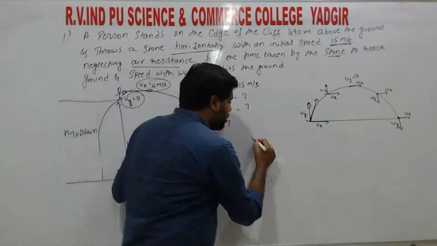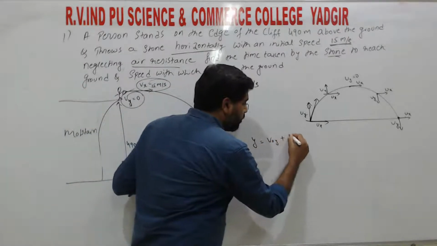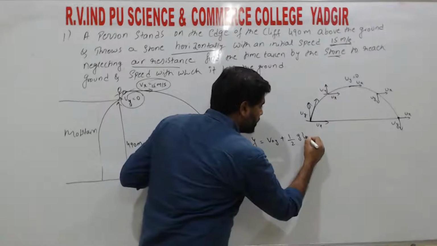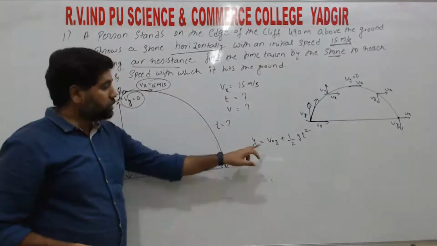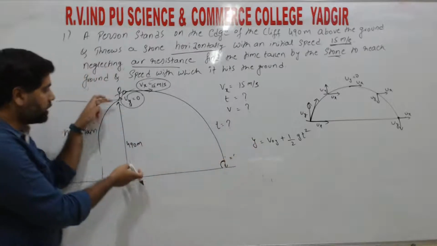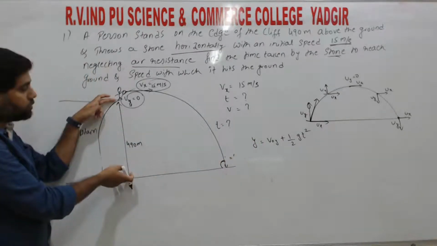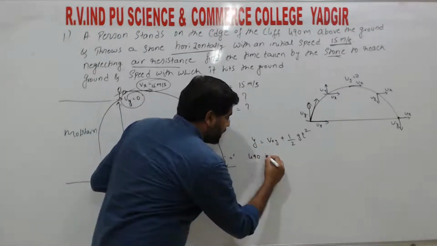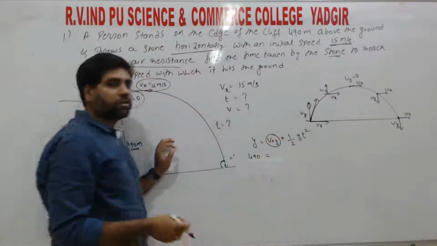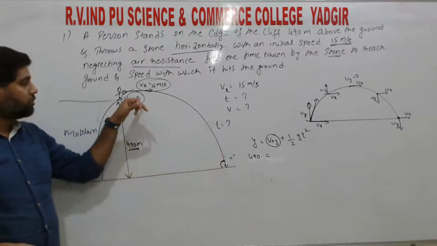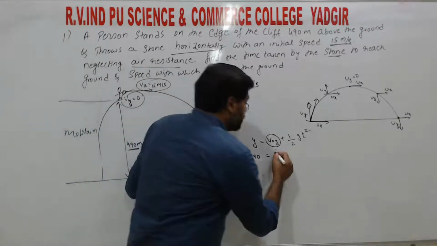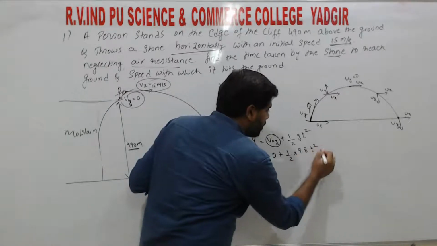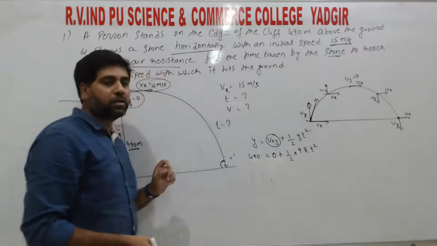From the relation y equals voy t plus half g t square, since it is downward motion. This displacement gives the vertical displacement, which is what we need because they gave the height. So y is 490, which equals the initial vertical velocity 0 plus 1 by 2 into g, taking 9.8, t square. So we can find t.